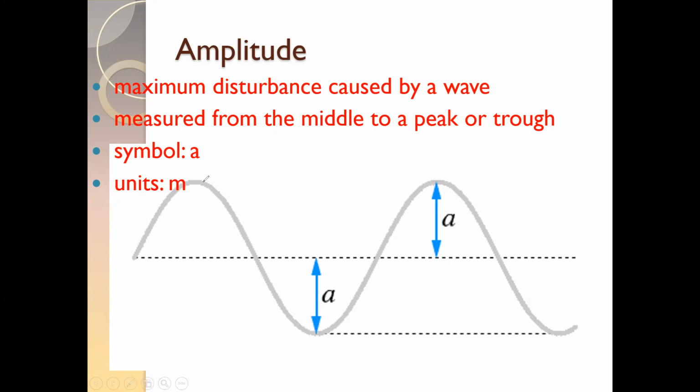Basically, the highest point of the wave is known as the crest, and the lowest point of the wave is known as the trough. So the height of the wave or the depth of the wave, the distance from the mean position to the extreme position, either from the mean position to the crest or the mean position to the trough, that distance is known as amplitude.